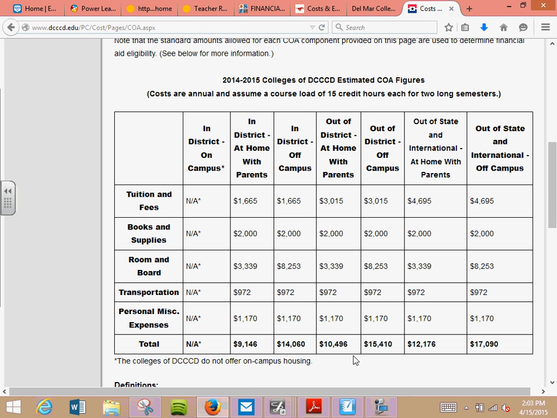Books and supplies, not too bad, $2,000, and that is an exaggeration in a way because you can buy used books, which cost a lot less than buying them new. Room and board, that's the cost of living, just having an apartment and all that stuff. Transportation, 972, just going to the college depending on where they are. Personal miscellaneous, another thing. So you end up paying about $9,000 per semester, maybe a year. I think it's just for a year.